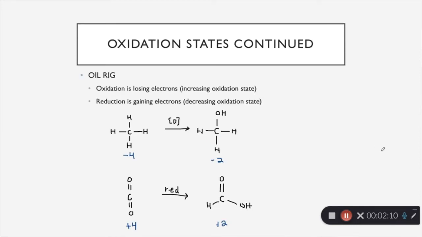So now we're going to talk about the acronym OILRIG, which I'm sure you've heard before. Oxidation is losing electrons, and reduction is gaining electrons. So we're going to look at an example of an oxidation reaction and then a reduction reaction. So in this case, we have carbon bound to 4 hydrogens, so methane.